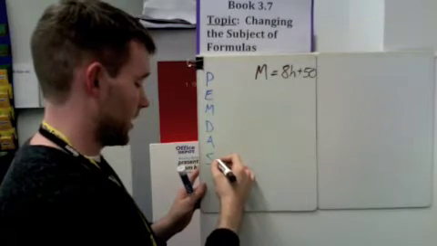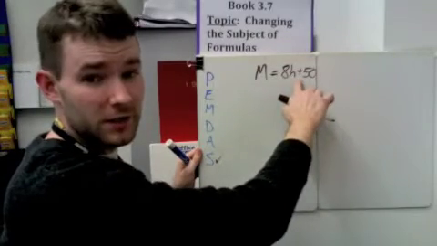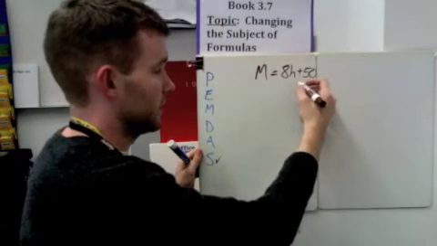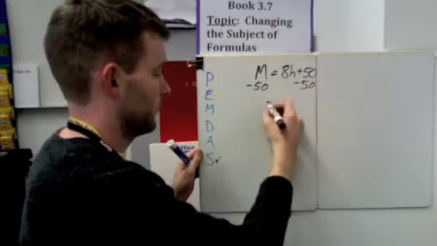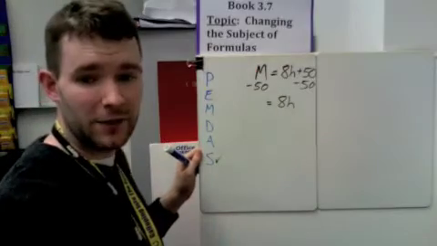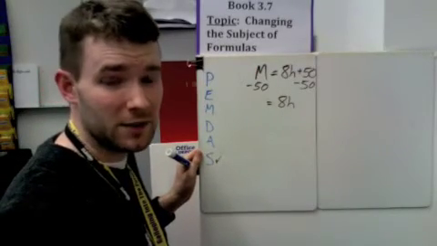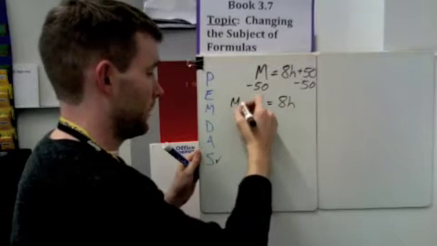And so there's no subtraction. We can give it a check mark. There is addition, so we have to undo the addition first. So we're going to subtract 50 from each side. Our result of that is that we have 8h on the right, and on the left side we have m minus 50. Now I don't know how to subtract 50 from m because m is a variable, and so I'm just going to write m minus 50.